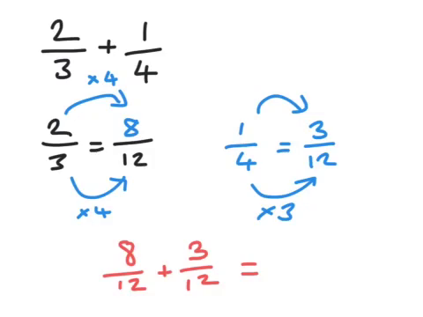The denominator is the same, so we keep that the same in our answer. We have 11/12ths, and it's a proper fraction because the number on the top is smaller than the number on the bottom. The numerator is smaller than the denominator, so it can stay the same. So our final answer is 11/12ths.